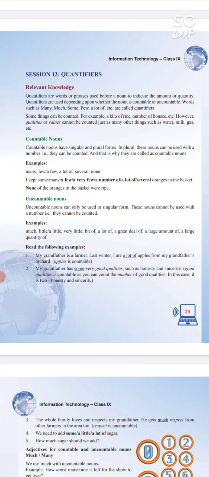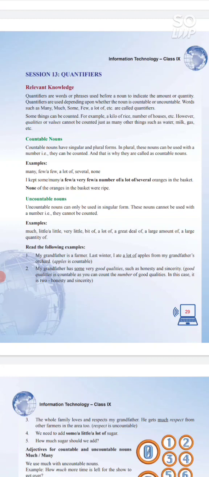So what is an uncountable noun? Uncountable nouns can only be used in singular form, meaning they cannot be plural. These nouns can be used only in singular form and cannot be used with a number. That is, they cannot be counted. We will give a number to only those nouns which can be counted. So examples of uncountable nouns are much, little, a little, very little, bit of, a lot of, a great deal of, a large amount of, a large quantity of.